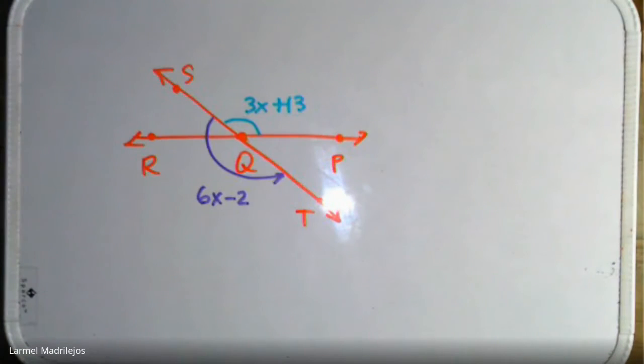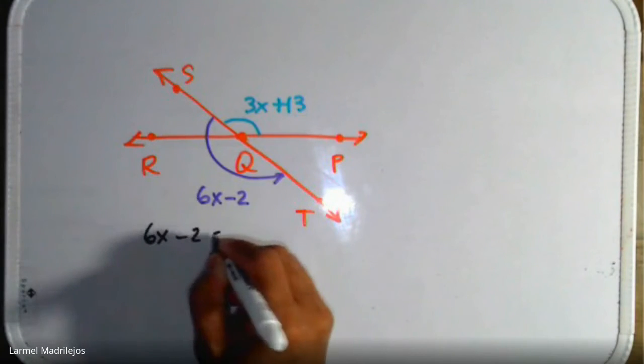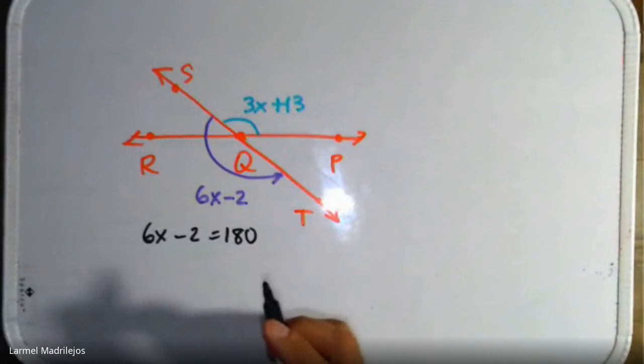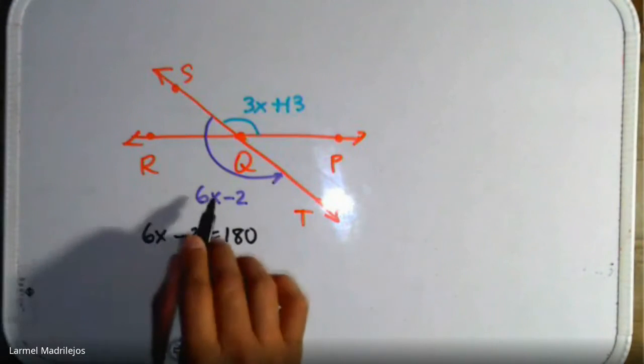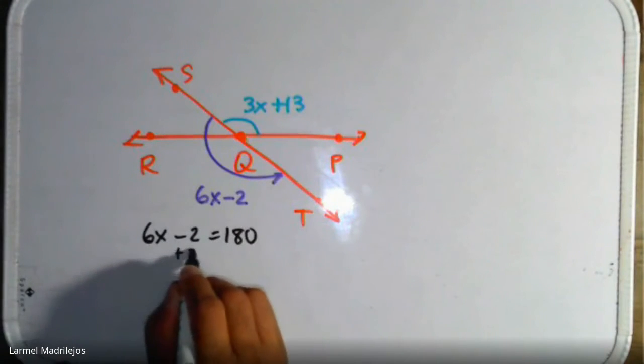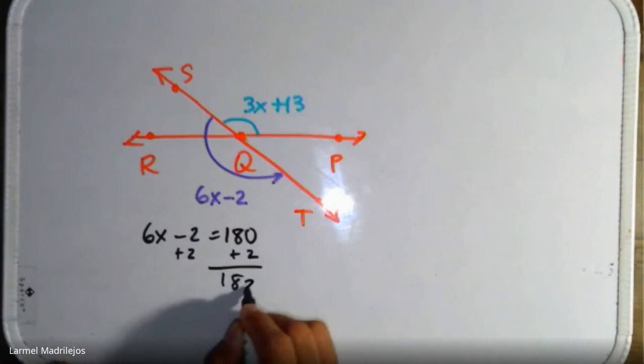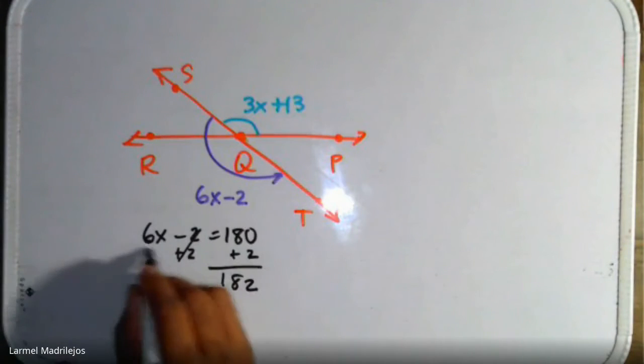So the easiest way to answer this is to use this straight line. We know that a straight line is 180 degrees. So I'm going to use that 6x minus 2 equals 180 degrees. I will solve for x so I can find the value of x. I'm going to move this to the other side, so plus 2 on both sides of the equation. This ends up with 182. This cancels out.